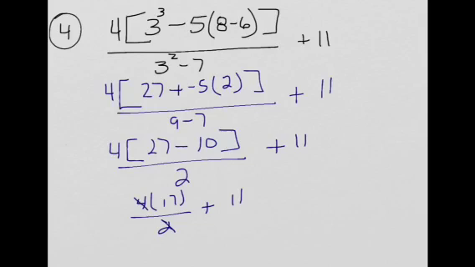2 goes into 4 one time. Sorry, 2 goes into 4 twice. So this is going to be 34 plus 11. So it's going to be 45.